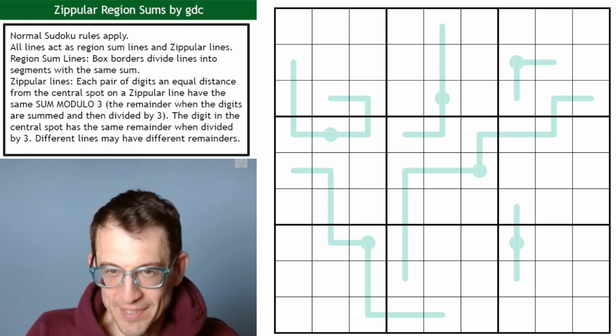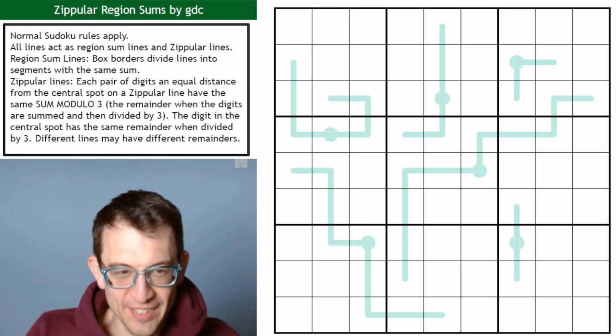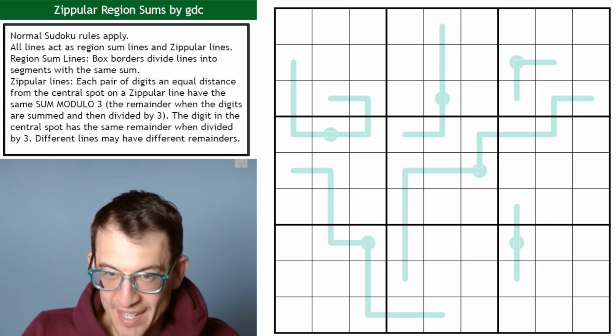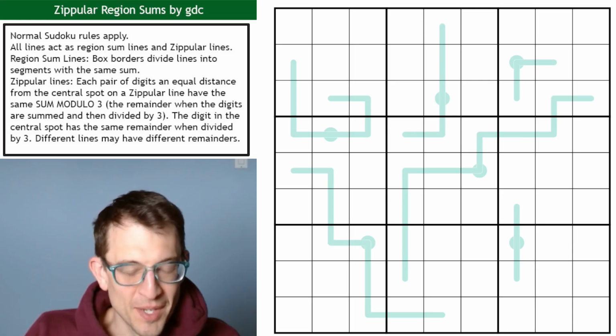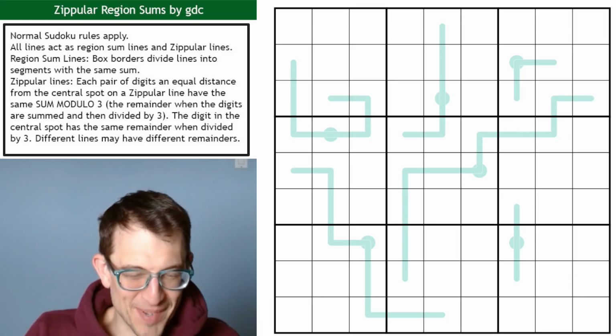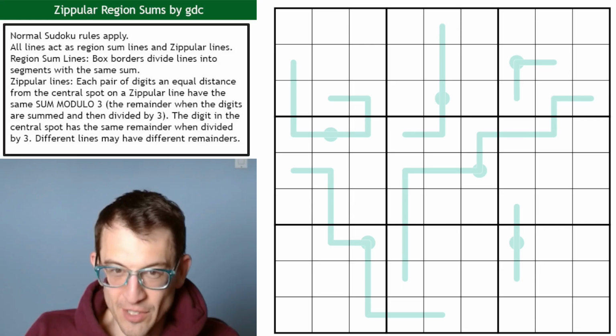And I've got a puzzle today by GDC. It's been way too long since I've had a GDC puzzle on the channel. And this one came in and it has modular arithmetic in it, which is perfect because it's going to be kind of in theme with the Fiddler this week. So hopefully I can get another modular puzzle for Thursday as well. Anyway, let's get into the rules.